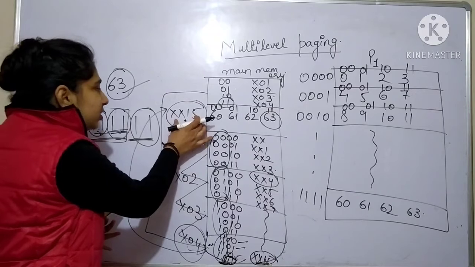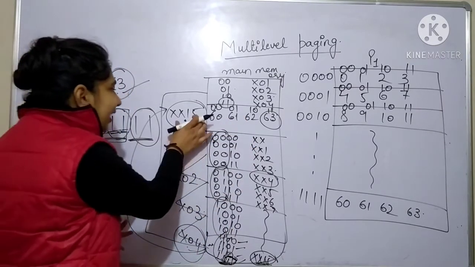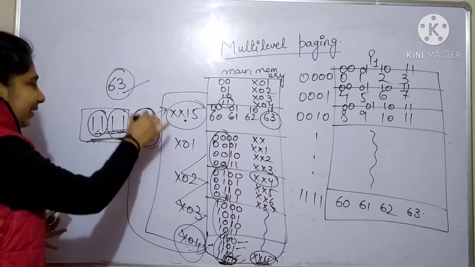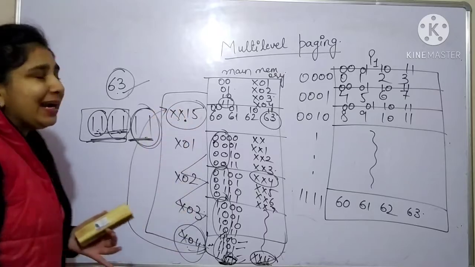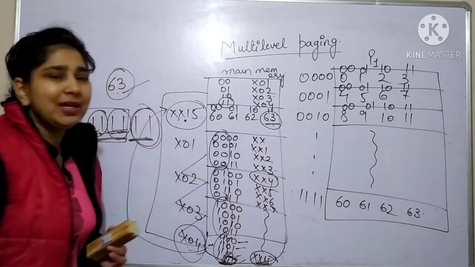This is actually the starting address of this page. This is the starting address of your frame. What will you do? You will add these three values to this starting address. Then you will get the address of your original instruction.